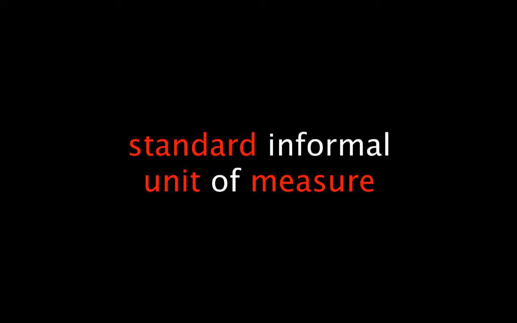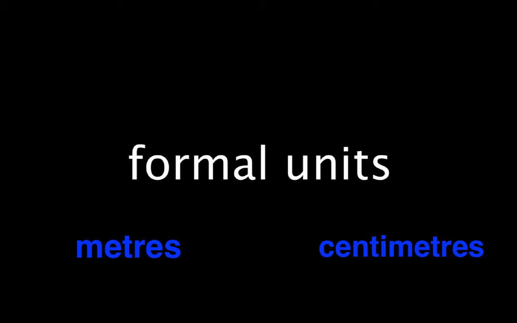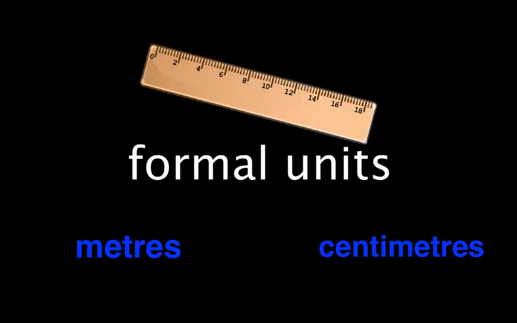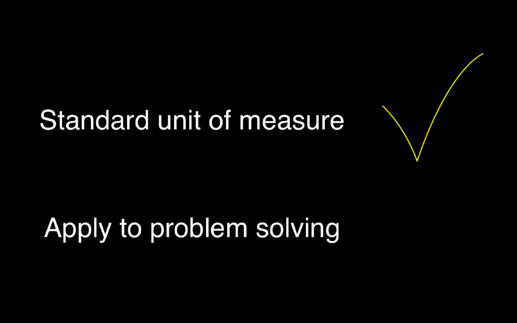Once they've got a standard informal unit, what we then do is start to introduce the notion of formal units of measure such as metres and centimetres, those more formal units. In the early years, this is probably going beyond where we need to be, but you need to understand this process so that you know where to take the children afterwards. After this they know about standard units of measure, we then use that to apply in the context of problem solving.